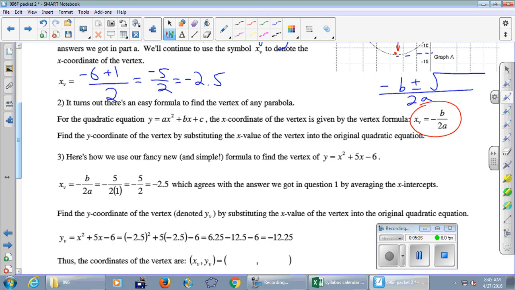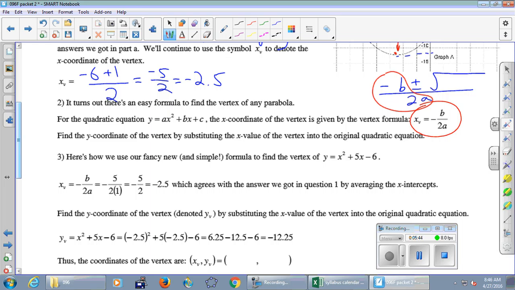I'm leaving out the stuff that's inside the radical, but would you agree that there it is? That's your negative b over 2a. Okay, so you already know the formula. It's just a matter of ignoring everything that comes after the plus or minus.